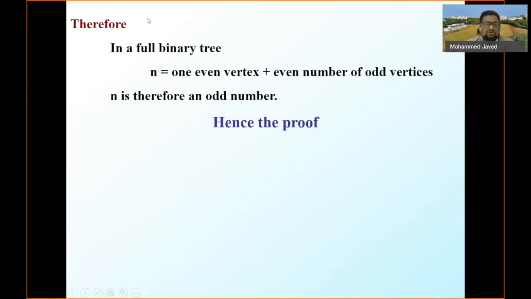Therefore, in a full binary tree, n is equal to 1 even vertex, the root, plus an even number of odd vertices, which are all the other vertices. So n is therefore an odd number. Hence the proof for this one.